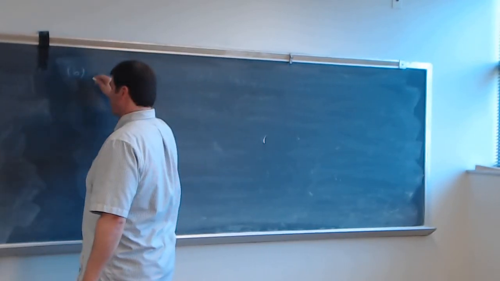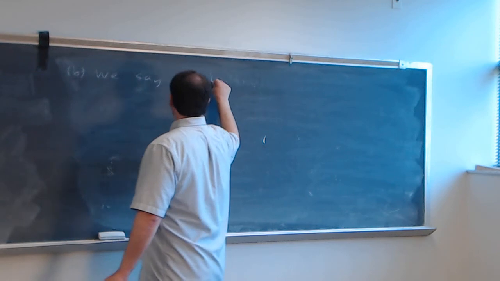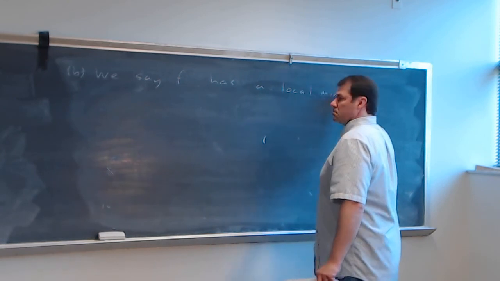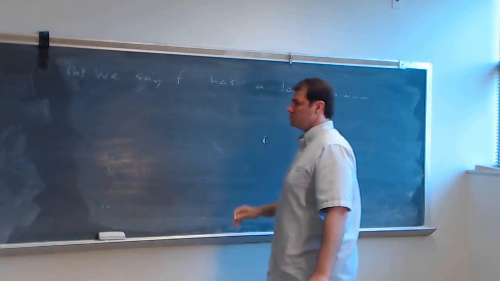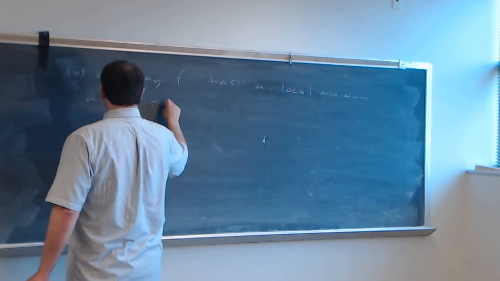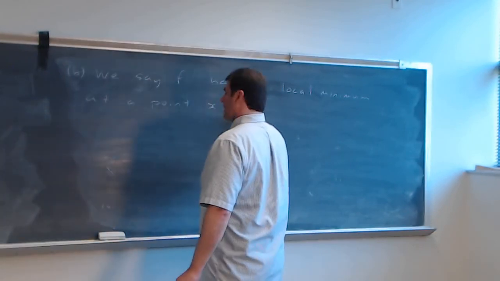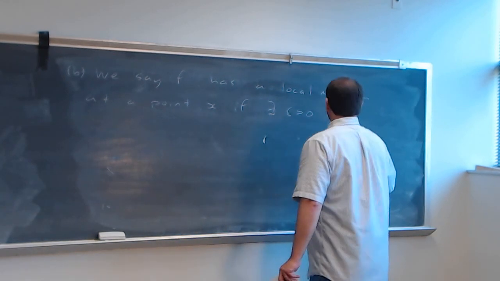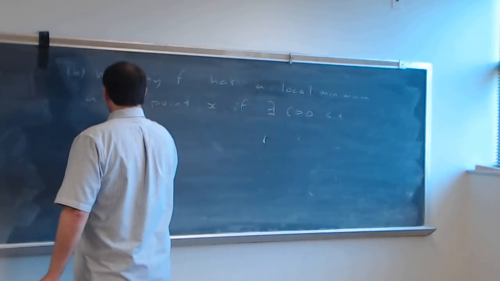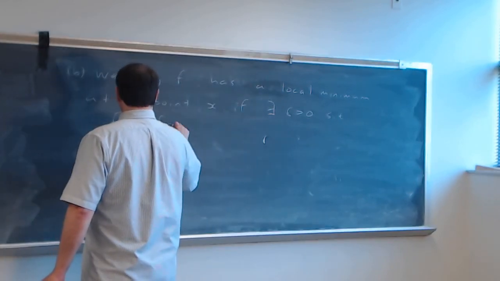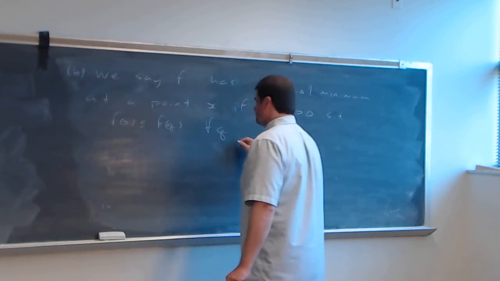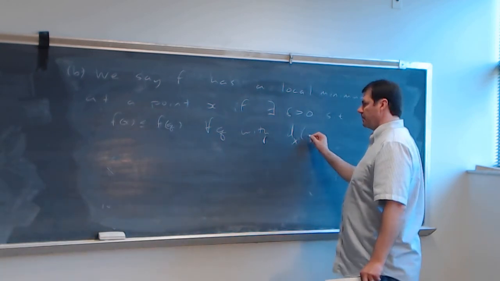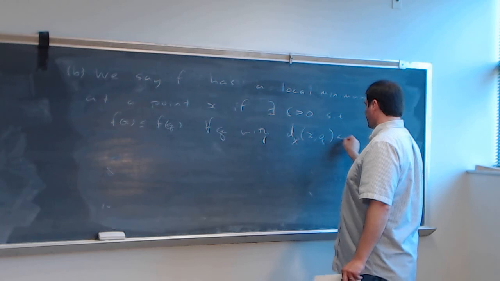Follow-up definition: similarly, f has a local min, minimum, at a point x if there exists a delta greater than 0 such that f of x is less than or equal to f of q for all q with the distance given by the metric in X between x and q being less than delta.